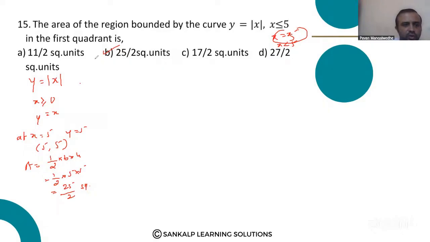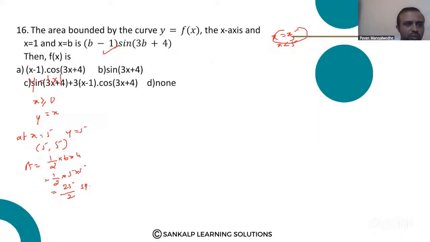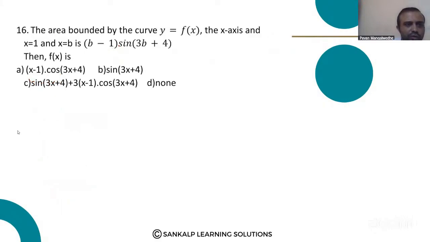Let's go to the next question now. Question number 16. So all of you just try to solve this in 1 minute.